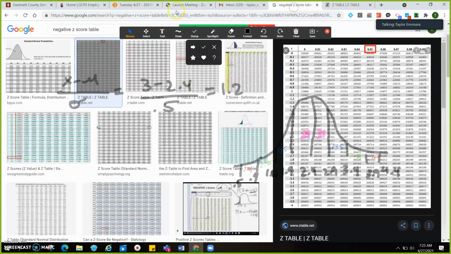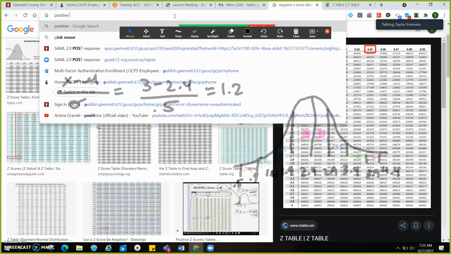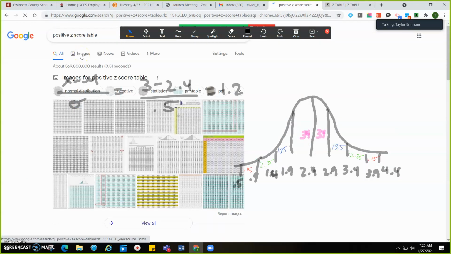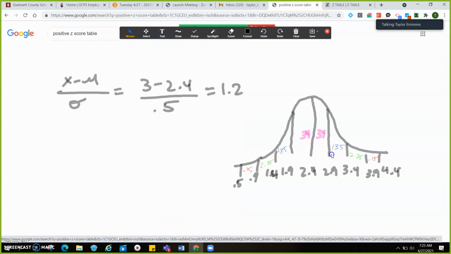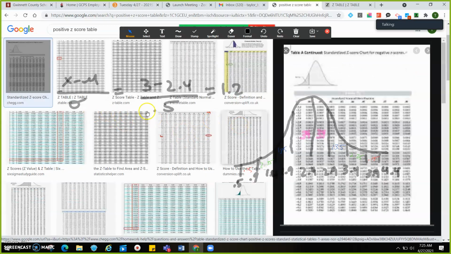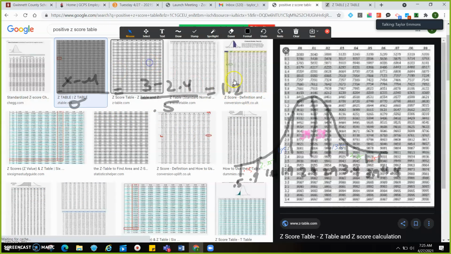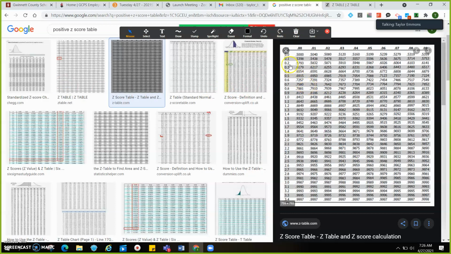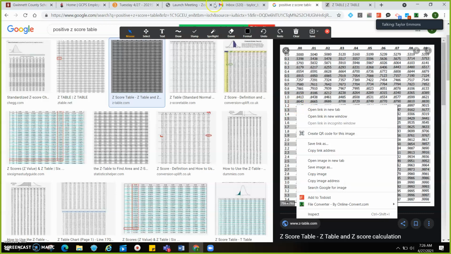Give me 1 second. I'm going to type positive z-score table, and you can do images or just pull up one of these. That's a negative, that's positive. Good. Now we need 1.2, so we're going to go down to 1.2 and over to 0 because that's the next number over. So 1.2 to here is 0.8849. Let's go back to our thing.